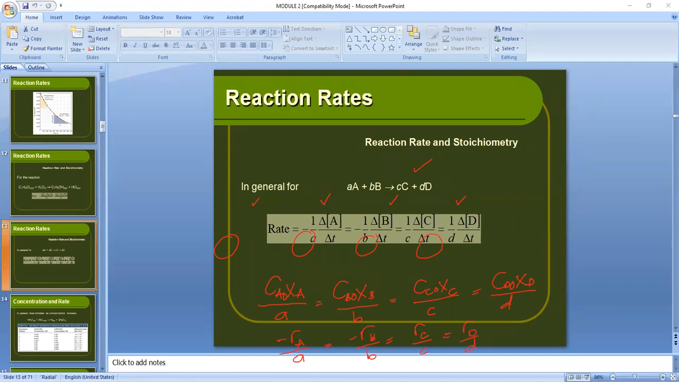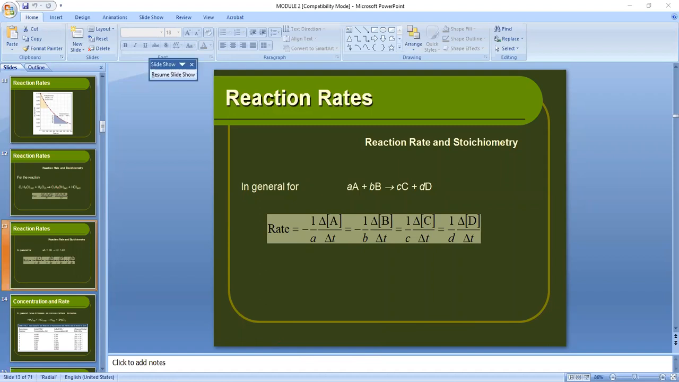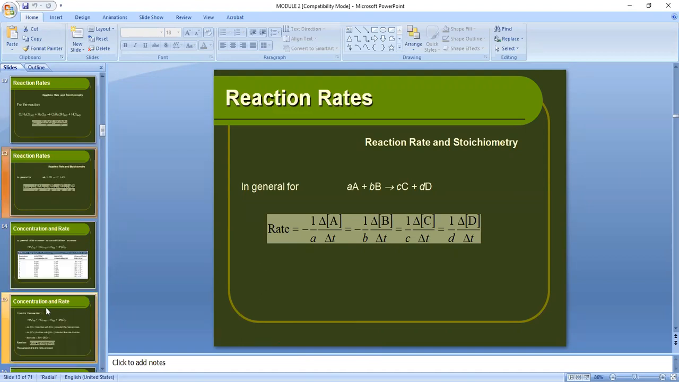Now, I have written the C and the D as positive because they are products of our reaction. So this is really very important and it's fundamental. It's a fundamental concept in kinetics. So please don't forget that one. So I'm just reiterating it here based on the average rates and the relationship of the average rates based on the stoichiometric equation.